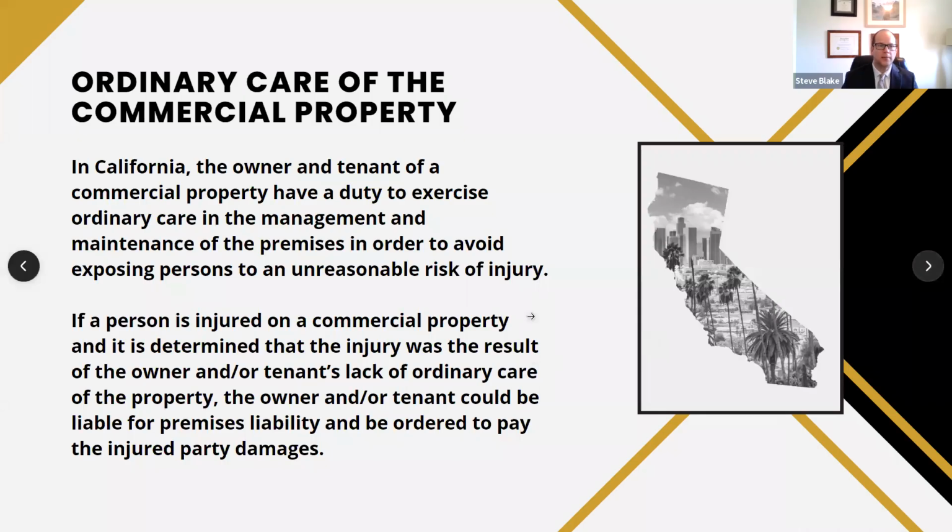So first off, a commercial property owner in California or a tenant of commercial property has a duty to exercise ordinary care in the management and maintenance of the premises in order to avoid exposing persons to an unreasonable risk of injury. In the event a person is injured on a commercial property and it's determined that the injury was the result of the owner and/or the tenant's lack of ordinary care of the property, then the owner or the tenant could be liable for premises liability and be ordered to pay the injured party damages.